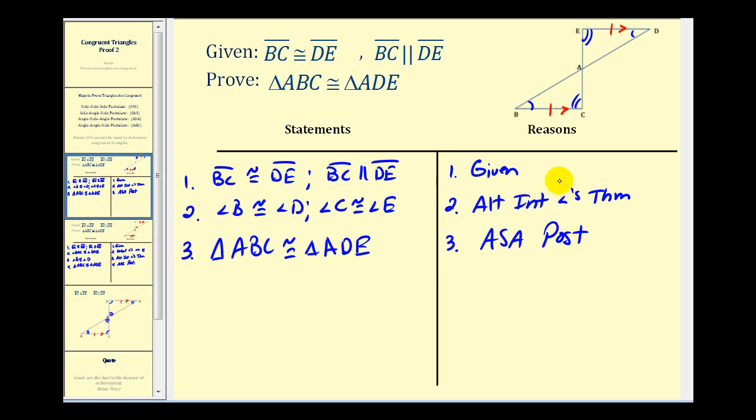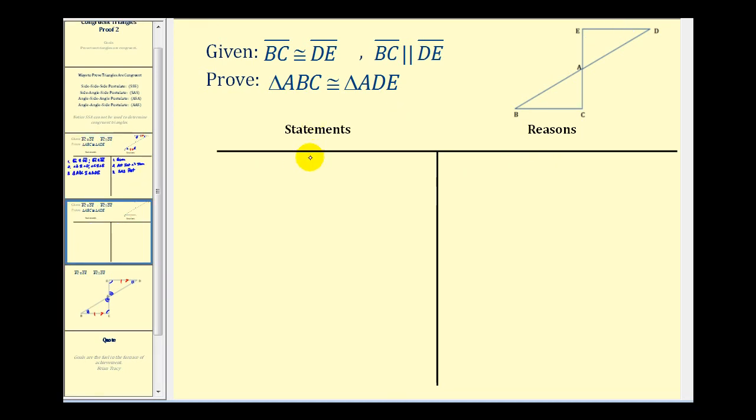Okay, let's take a look at the same proof, but now we'll use angle angle side to prove these two triangles are congruent. Let's start off by labeling what we already know. These two sides are congruent and parallel. So we'll go ahead and state the given information again.